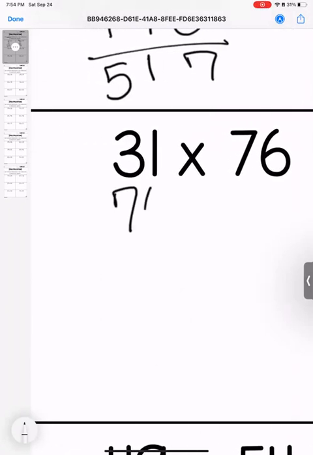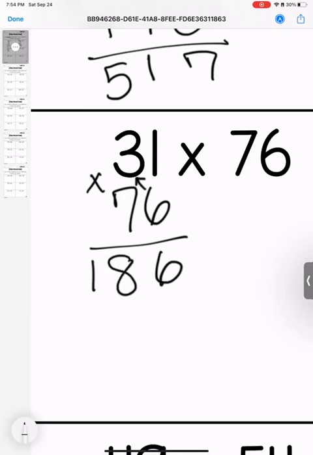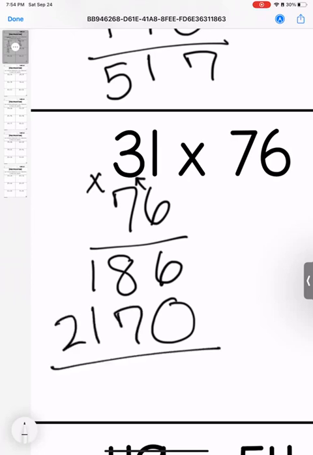31 times 76. Stack them up. Start with ones place times ones place. 6 times 1 is 6. 6 times 3 is 18. I'm done with the ones place. I put in my place saving 0. I move over to my tens place. 7 times 1 is 7. 7 times 3 is 21. I stack and add, matching my place value.